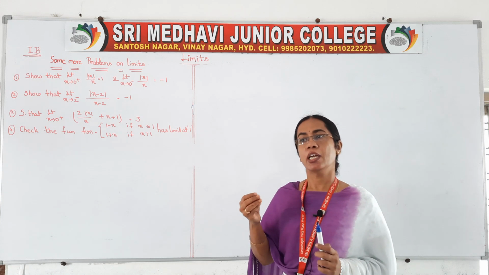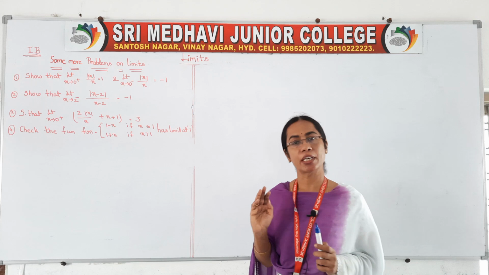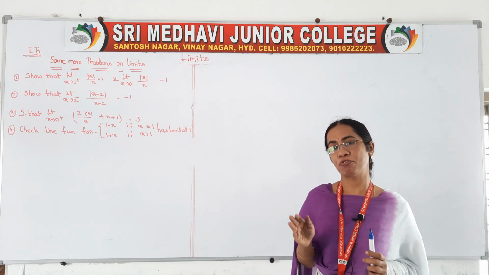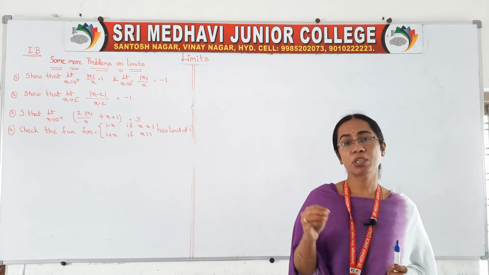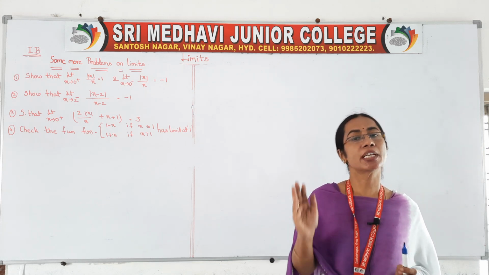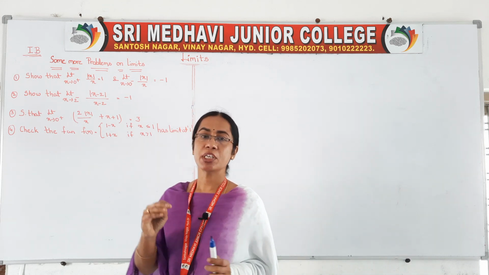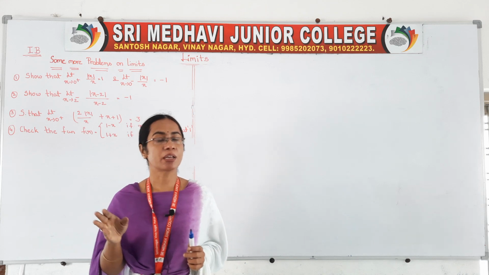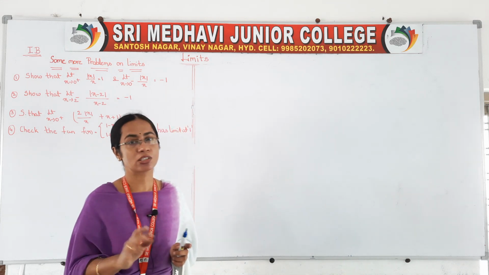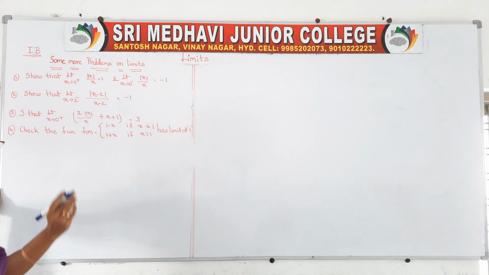If we say limit x tends to a plus, it is called a right hand limit. If limit x tends to a minus, it is called a left hand limit. If the right hand limit is equal to the left hand limit, then only that limit exists. Suppose for any function the right hand limit is not equal to the left hand limit, then we can say that limit does not exist. Okay, so now come to your first question.